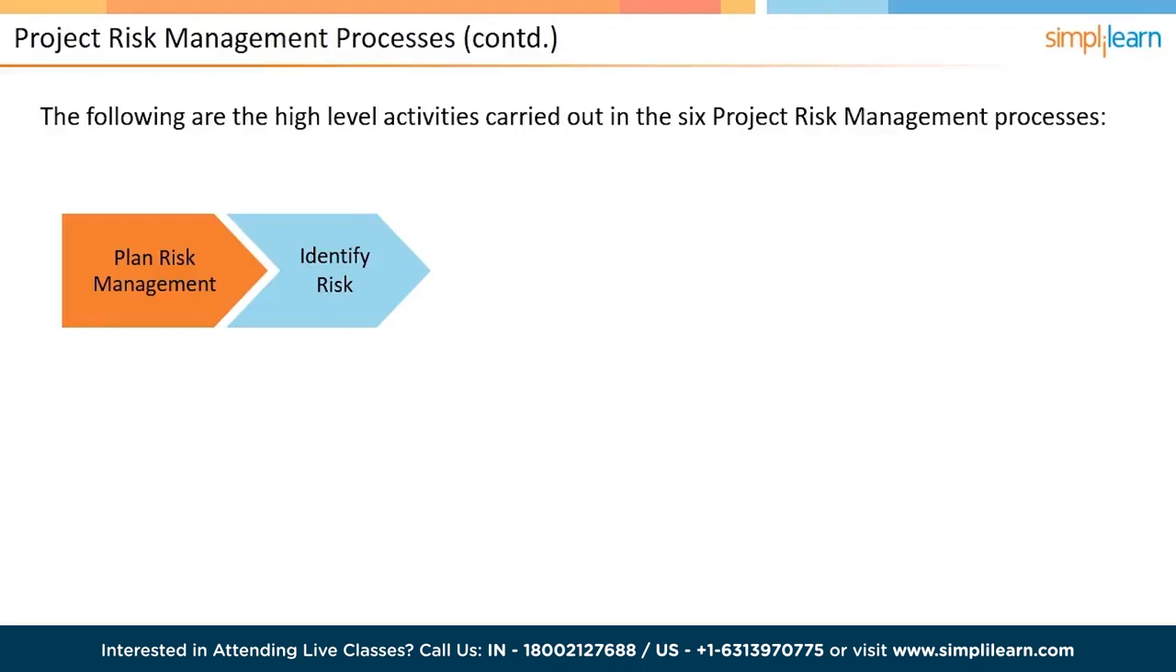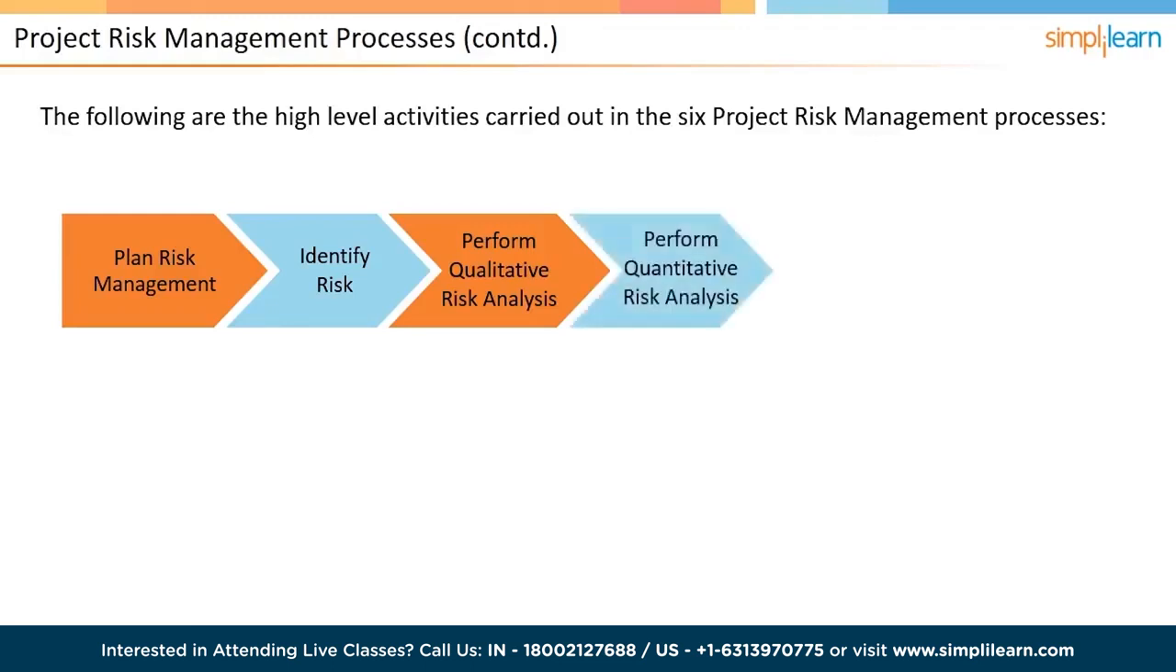The third process is Perform Qualitative Risk Analysis. This process is about prioritizing risks and ranking them as high, medium, and low for further action. The focus will be on tools used to prioritize risks. The fourth process is Perform Quantitative Risk Analysis. In this process, you evaluate the combined effect of risks on the overall project outcome. The risks are quantified numerically.